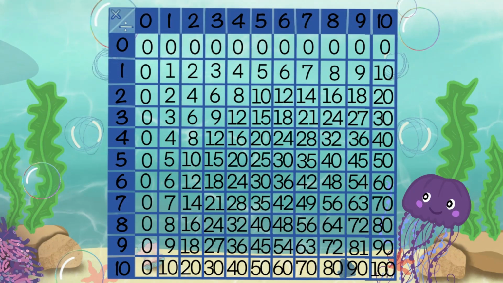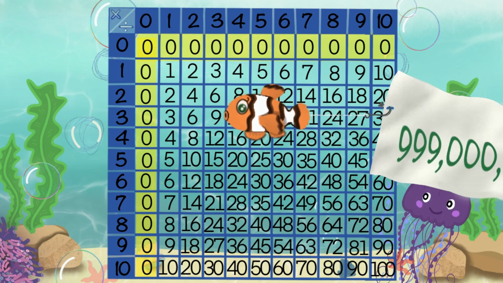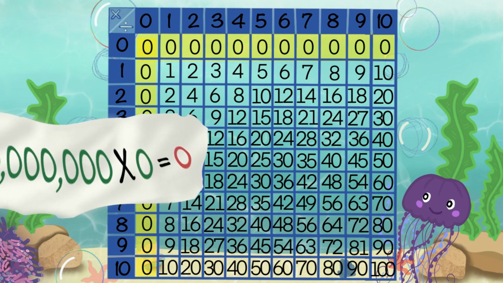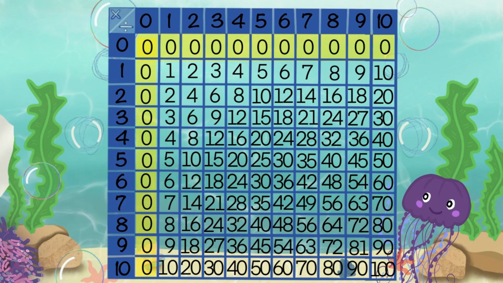Let's start with the property of 0. When we multiply anything by 0, we get 0. That means 999 trillion times 0 would still be 0.